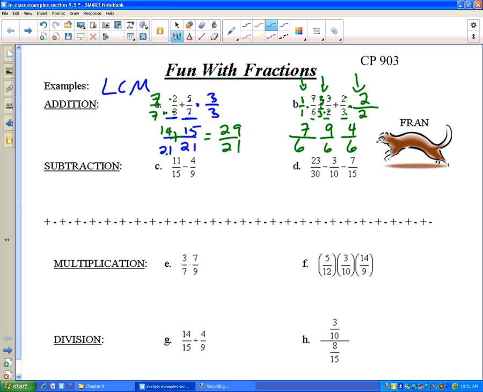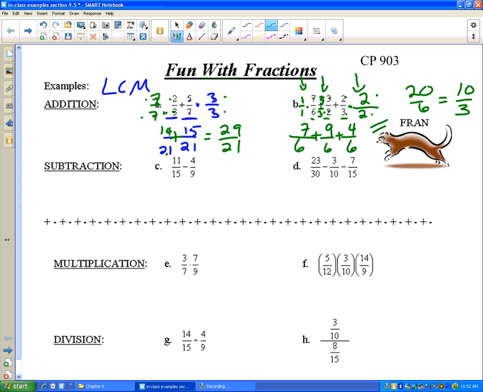1 divided by 1 is 1. 3 divided by 3 is 1. 2 divided by 2 is 1. 3 divided by 3 is 1. 7 divided by 7 is 1. Each of those fractions I have to multiply by has to be 1. So now I have 7/6 plus 9/6 plus 4/6. 7 plus 9 is 16 plus 4 is 20. So I get 20/6, which reduces to 10/3. That is my answer. Subtraction works the same way.